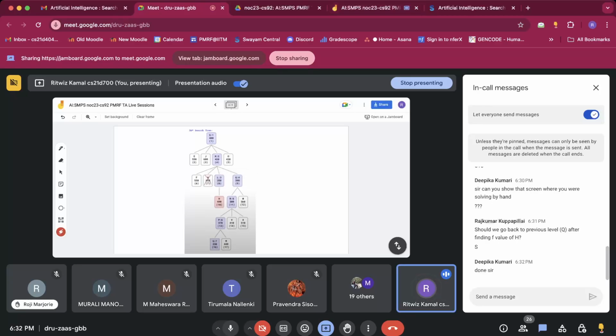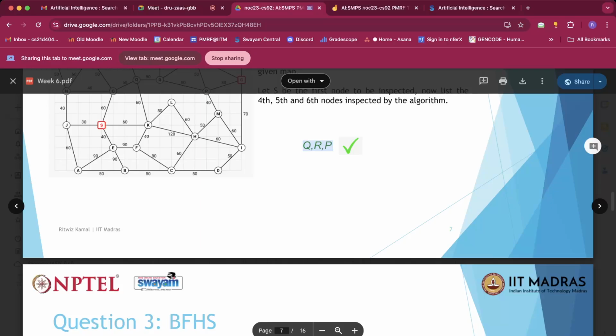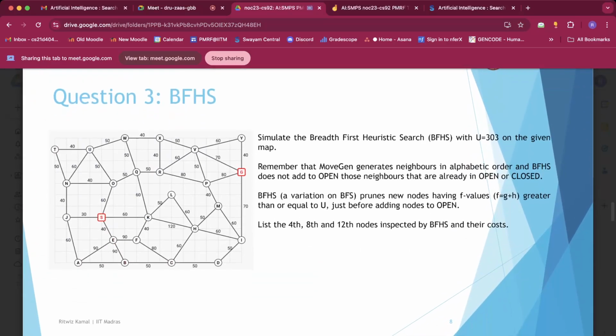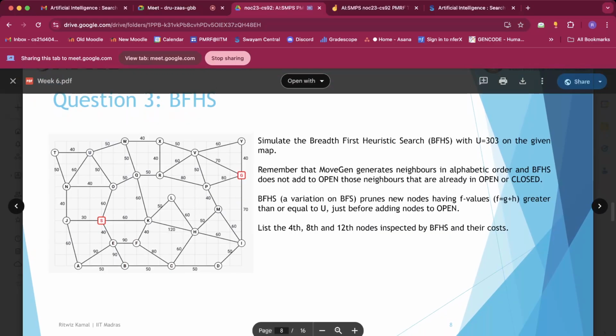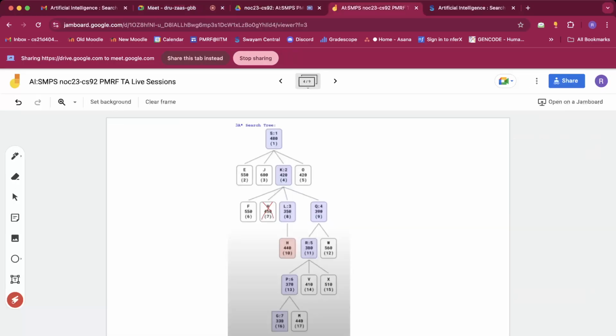If for instance J had been most promising, then we would have inspected J next after K. Okay, thanks for the confirmation, Deepika. So I hope there are no further doubts in this question, and we can go to the next question now, which is the breadth first heuristic search. Okay, so how many of you remember the breadth first search? Okay, so there are a few requests for a recap of WA star and a confirmation for the actual path. So let's just do that quickly and then move on to the next solution.